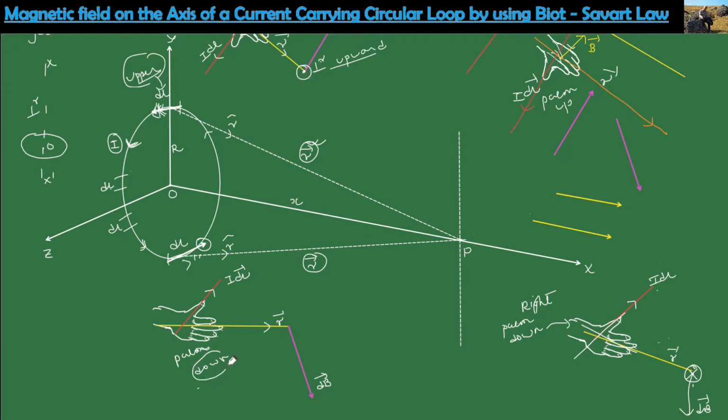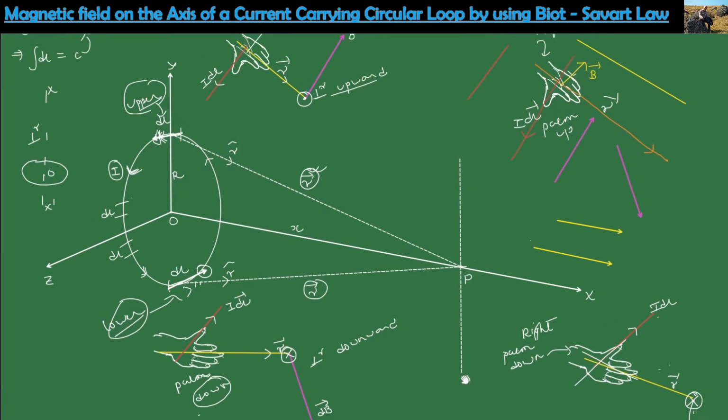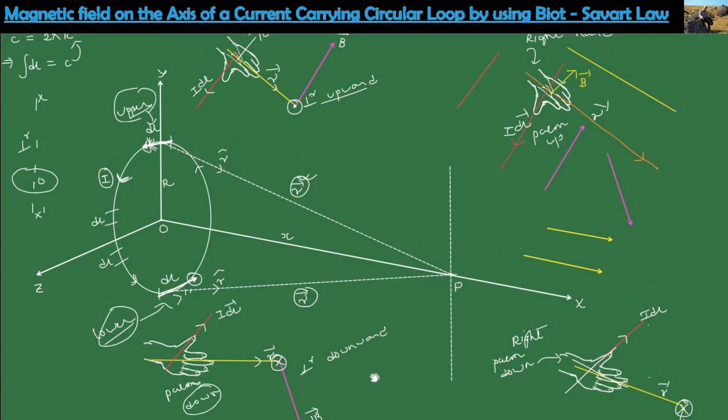Why is it perpendicular and downwards? Because your palm is facing down. So at that particular point P, the magnetic field due to this current element from the lower part of the coil will be pointing perpendicular and downwards. So from here there are two. There will be two magnetic fields, due to the upper part and the lower part.